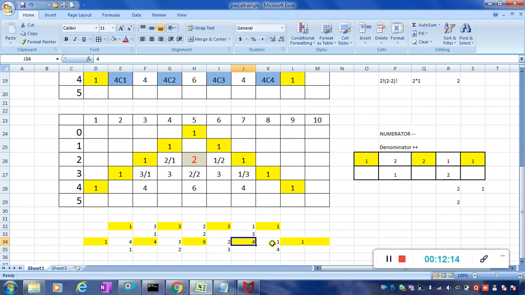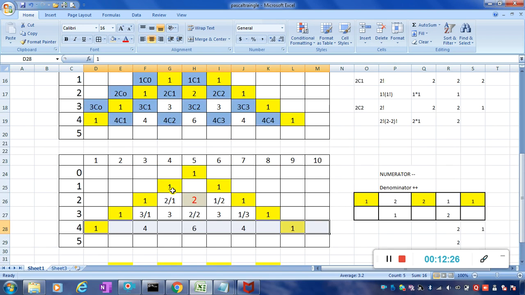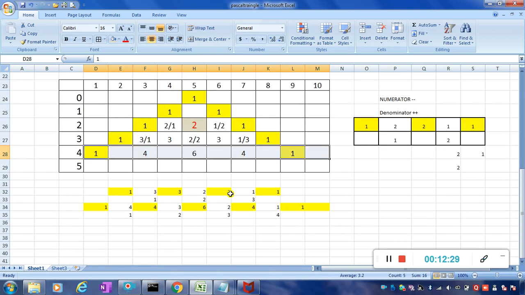So 4 multiplied by 4 is 4. 4 upon 4 is 1. Okay, so in this way we are getting the output. Now we will see how actually we are going to implement this logic in our program.